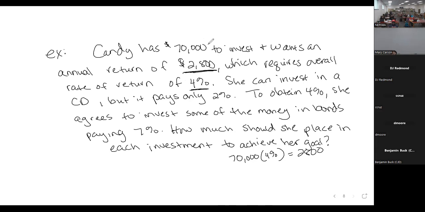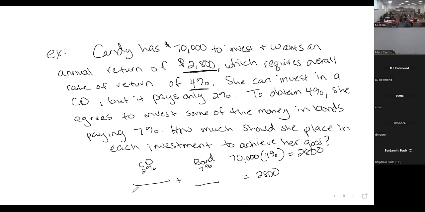So you're taking this 70,000 and you're putting some of it into a CD and some of it into a bond, okay? And you want to make 2,800 off of that. You want an annual return of 2,800, okay? So how do we calculate? How do we figure out what goes in each of these? We know it pays 2%. So this one pays 2% and this one pays 7%, okay?